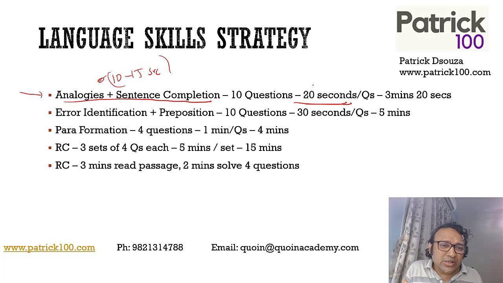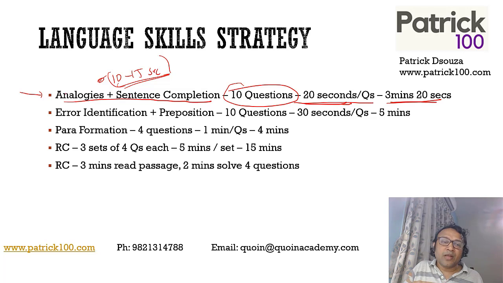Because in these questions, either you know it or you don't know it. There's no point thinking too much about it. But just for the sake of it, I've given 20 seconds. If you can finish in 10 to 15 seconds, great. You'll get more time for RCs. So if I give 20 seconds per question, these questions will take 3 minutes 20 seconds. Analogies plus sentence correction put together will be approximately 10 questions, which will give you 3 minutes 20 seconds.